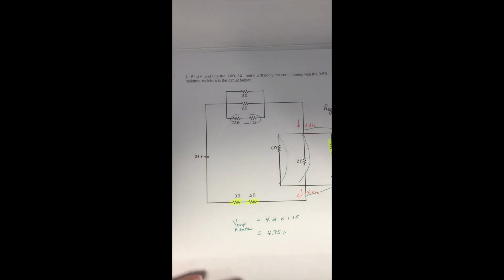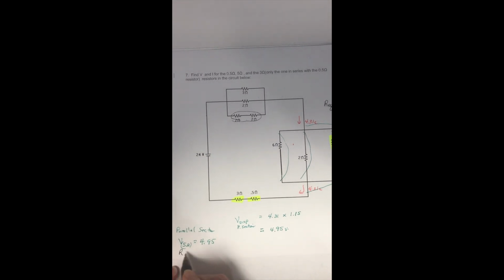So back to the end, we want to know the voltage drop for the 5 ohm resistor that's in the parallel section, which is 4.95. I know the resistance of that guy because it's 5 ohms. Now I need to find his current. Just the current down this branch.